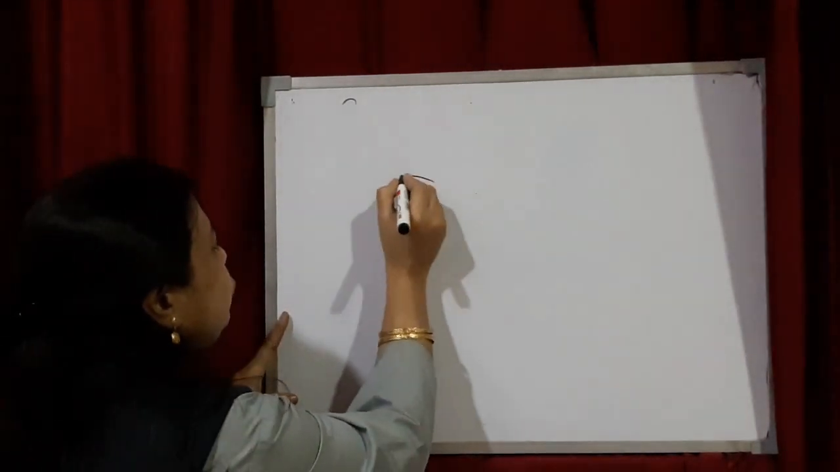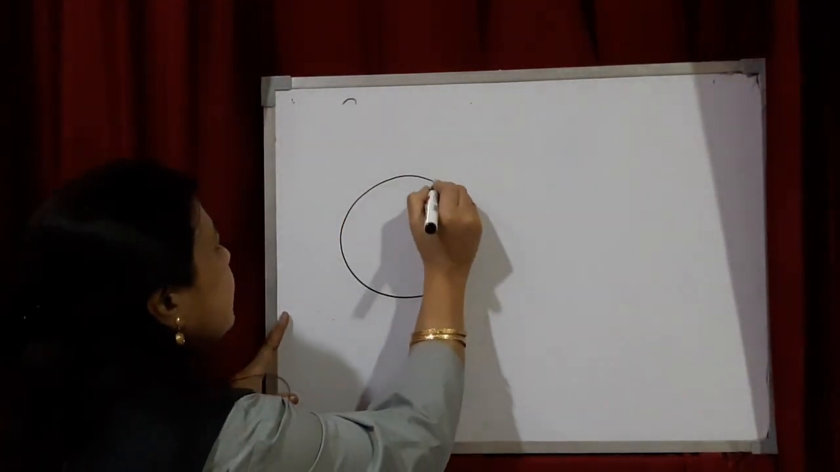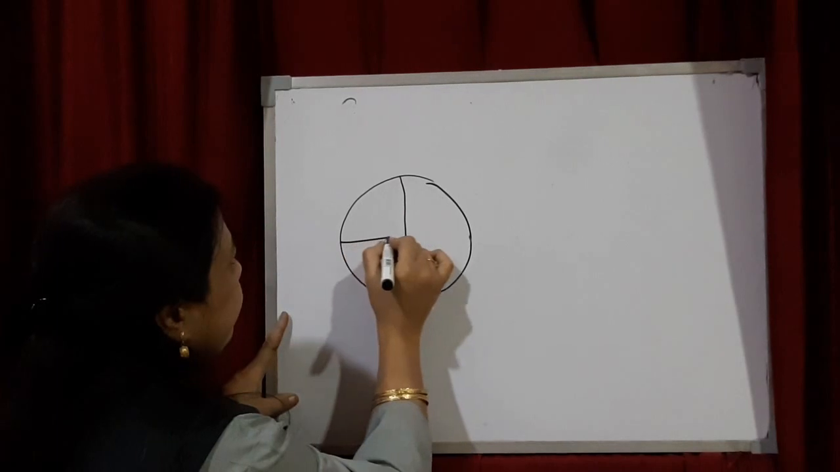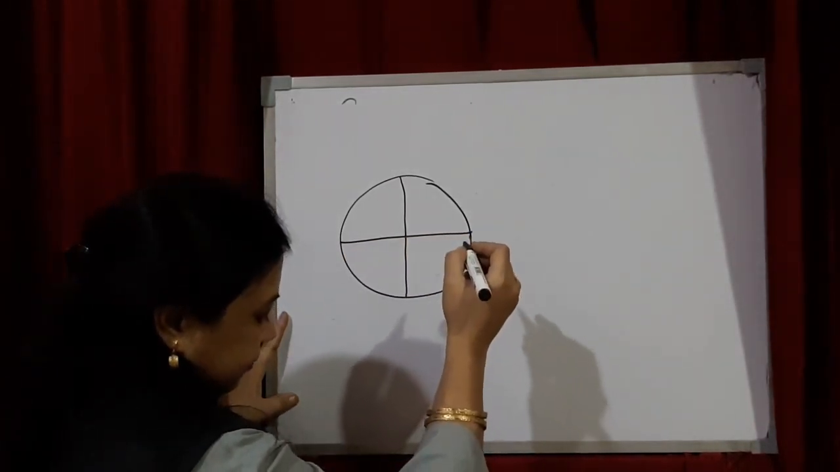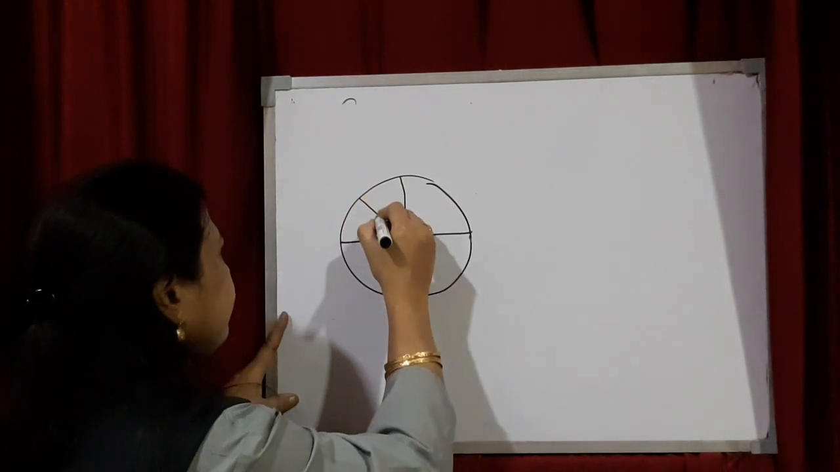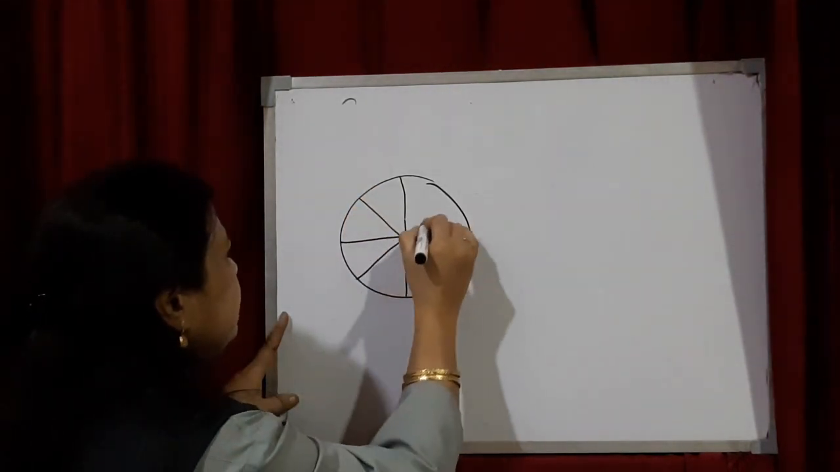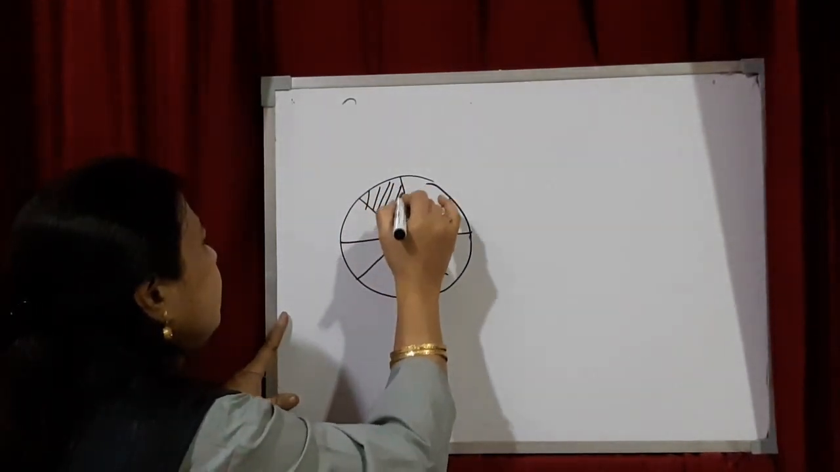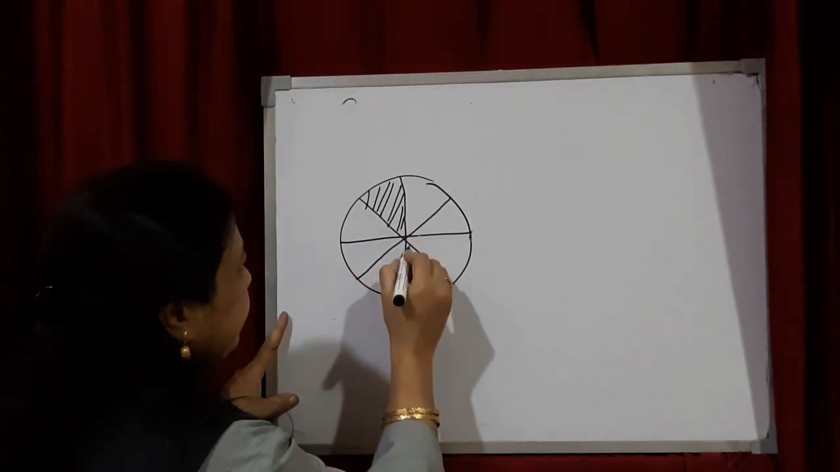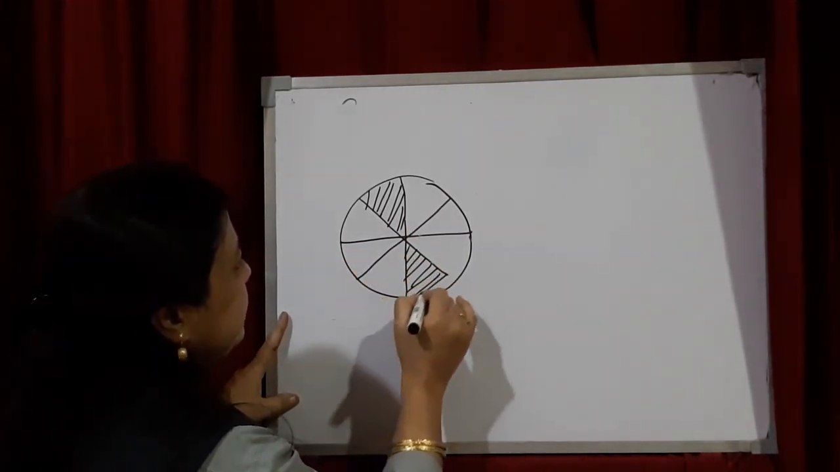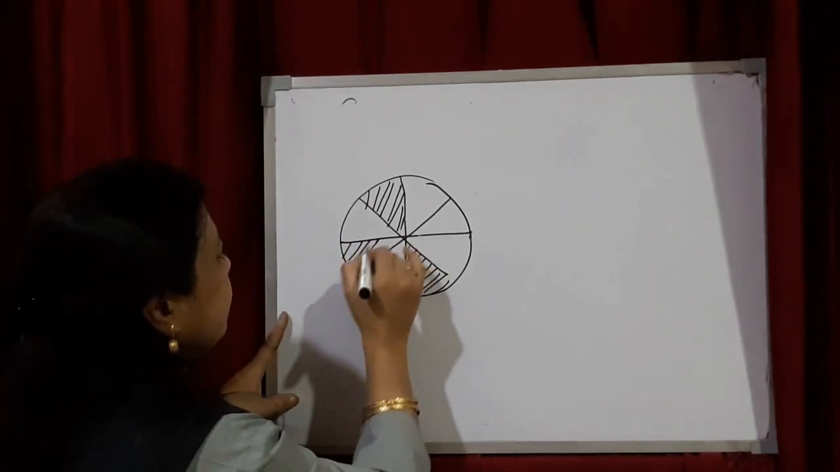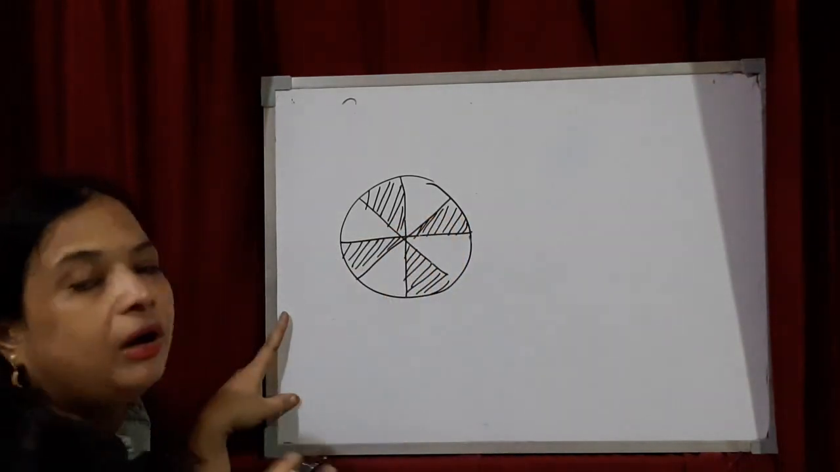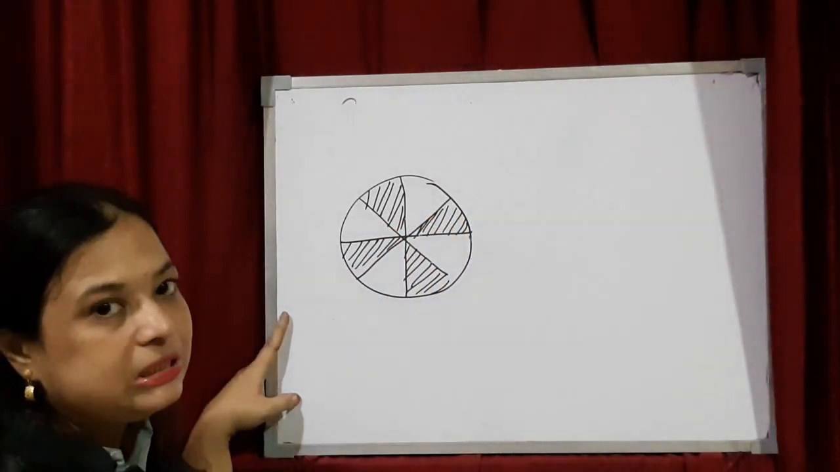One circle is given to you like this, and in that, this way the circle is given to you, and this part is shaded. This way the parts are shaded, right? So by seeing the figure we can make out what the fraction is over here.